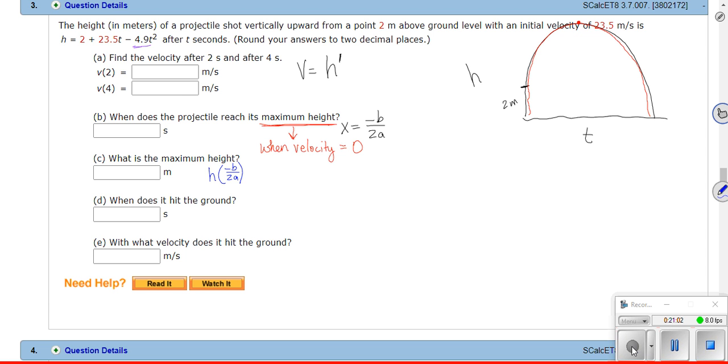Then part D, when does it hit the ground? It hits the ground when h equals 0. So set your original position function, your 2 plus 23.5t minus 4.9t squared, set that equal to 0 and solve. You're going to have to use the quadratic formula. I hope you all remember the quadratic formula.